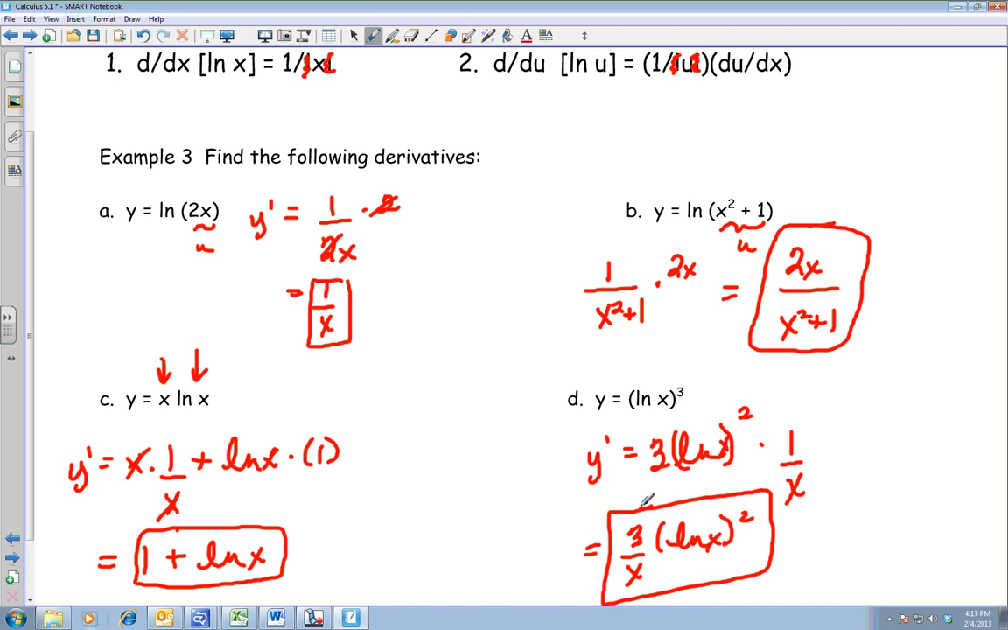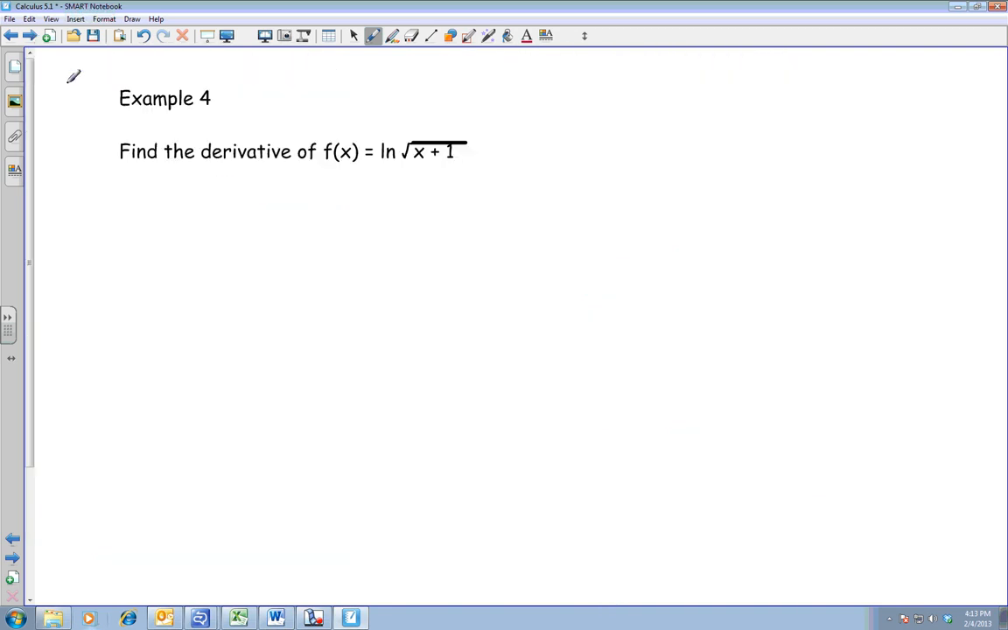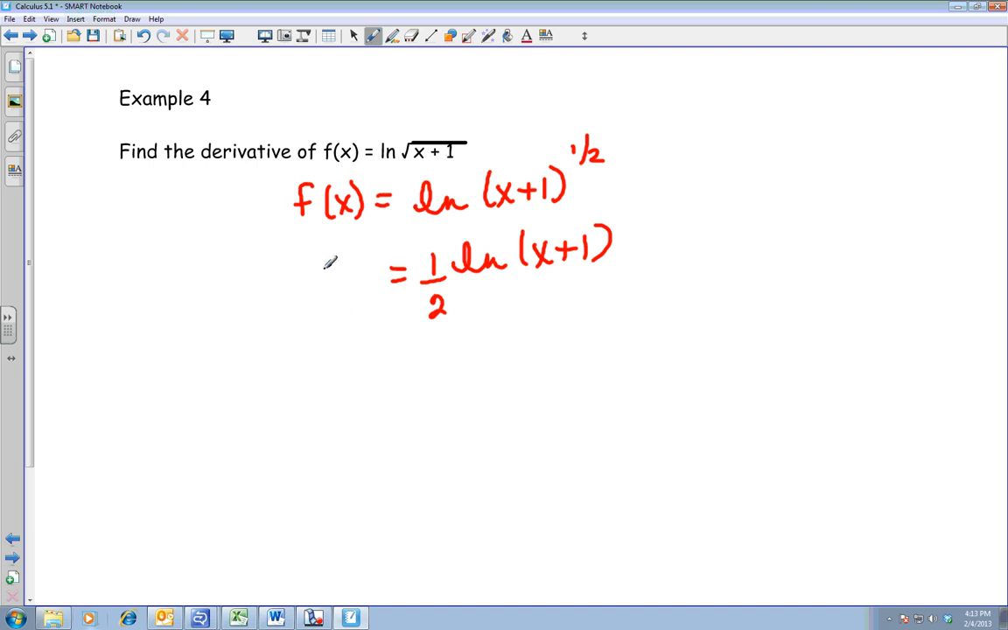So all of that you pretty much already knew how to do because of the worksheet that you did yesterday or today in class. Example 4. Find the derivative of f of x equals natural log of the square root of x plus 1. Sometimes when we find the derivative, we want to use properties of logarithms before we find the derivative. This is the same thing as x plus 1 to the 1/2 power. And we know that using properties of logarithms, we can bring our exponents down in front of the logarithms. So I have 1/2 natural log of x plus 1. And now that becomes an easier problem to find the derivative of.